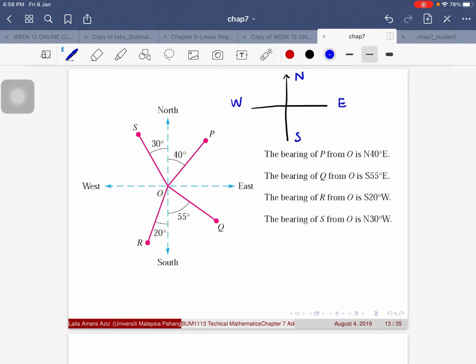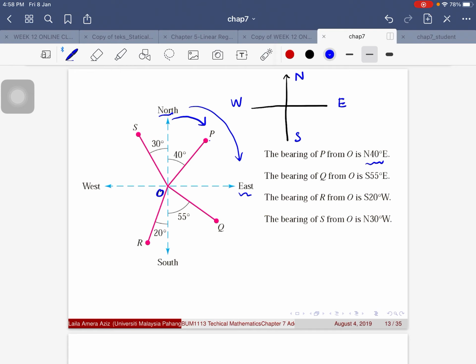Okay, how do you read bearings? For example, P right here is the bearing of P from O. This is our origin. Moving from O to P, it's going to be north 40 degrees, because we started at north, we moved 40 degrees, and we arrived at P. The direction is going from north towards east, so it's known as north 40 degrees east.